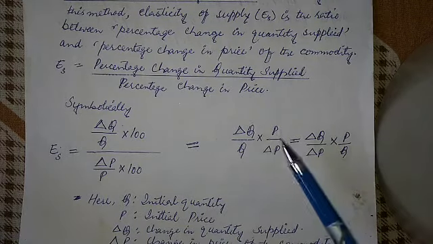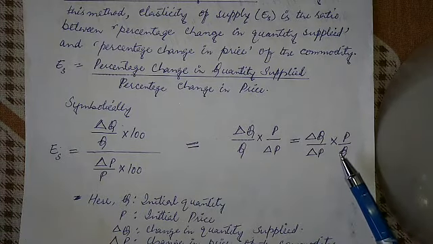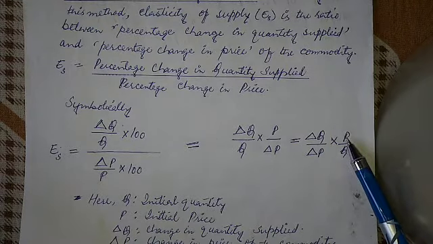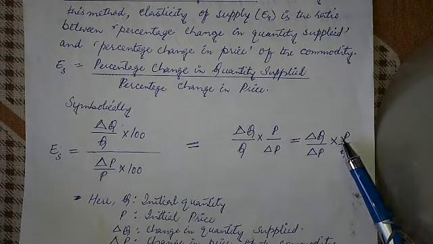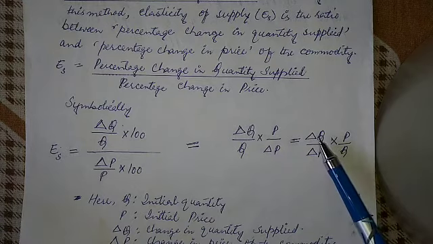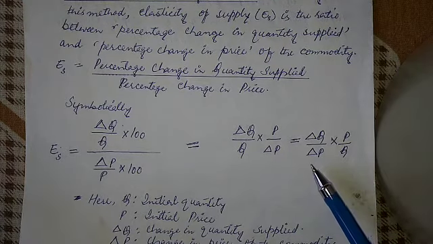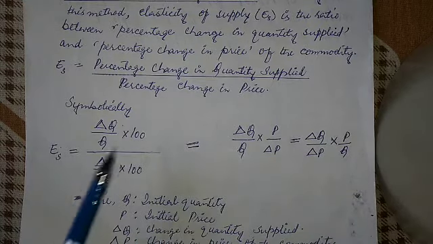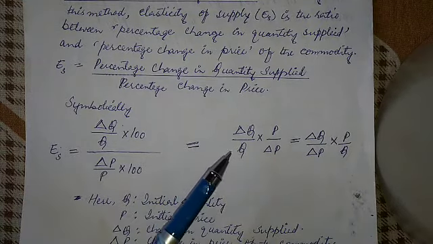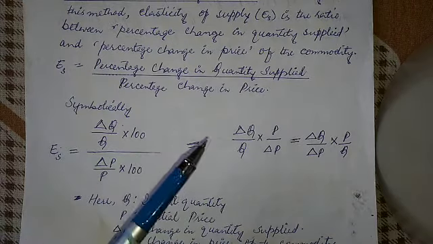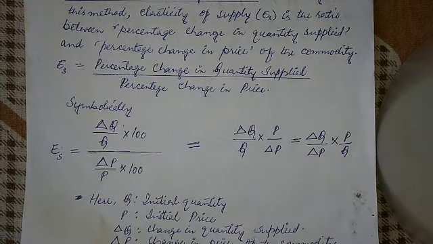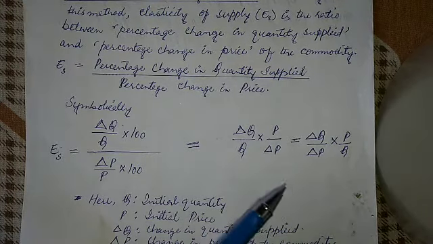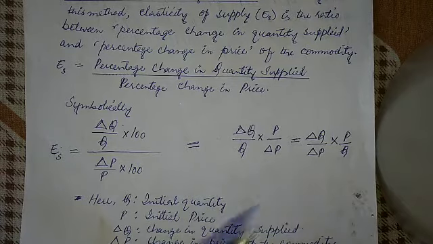Here Q is the initial quantity, P is the initial price, change in Q is change in quantity supplied, and change in P is change in price of the commodity. Now, on the basis of this, we will find the elasticity of supply with the help of an example.